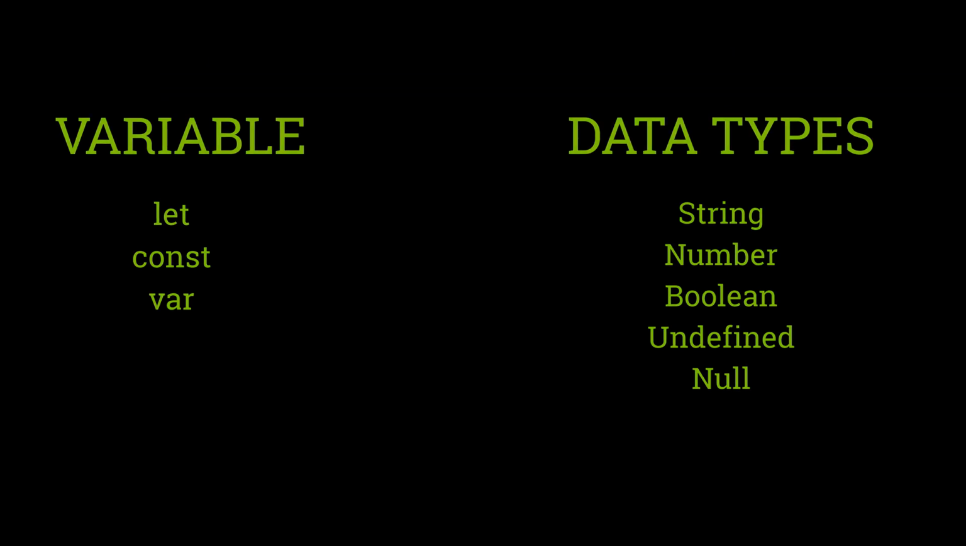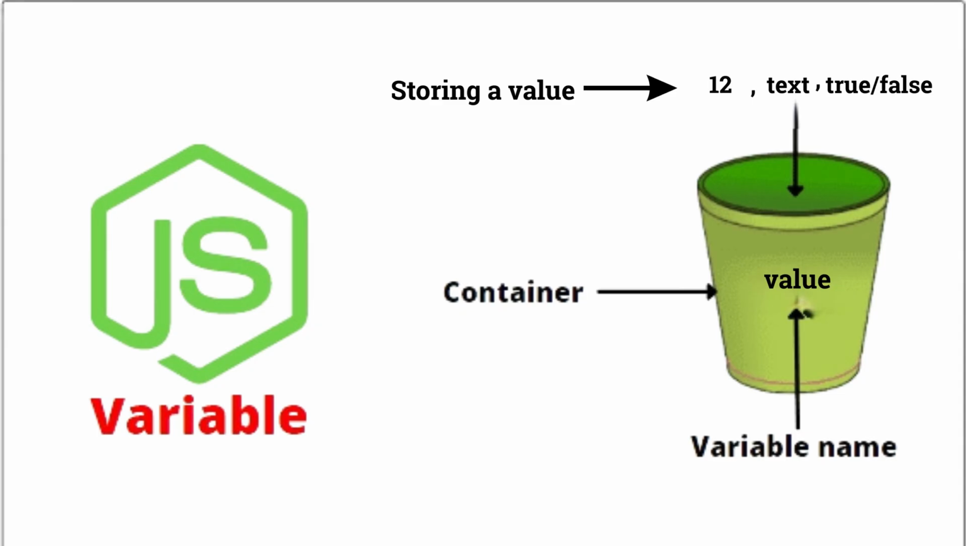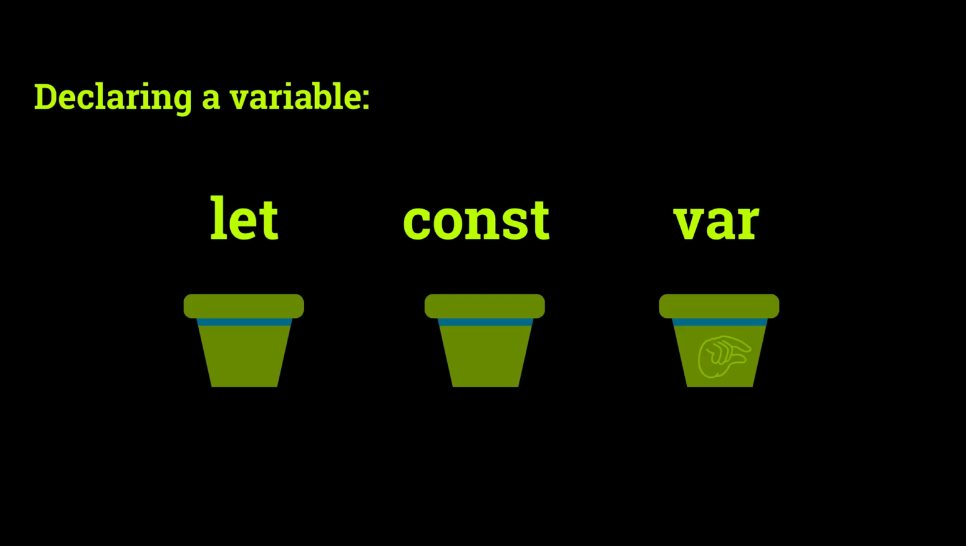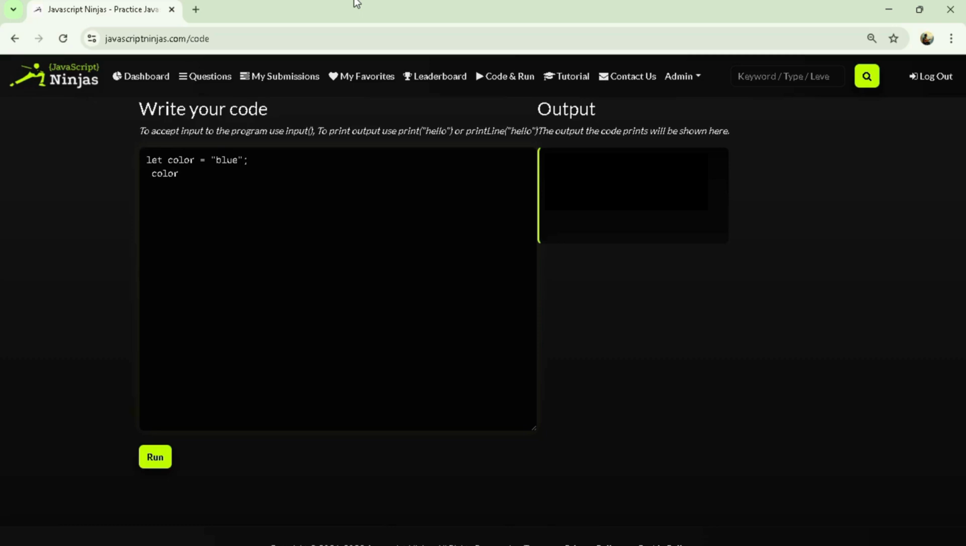So, let's get started. A variable in JavaScript is like a small storage space where you store something inside, such as a number, some text, or even a true/false value, and use it whenever you need it. In JavaScript, we usually create variables with let or const. Sometimes you will see var, but it is old school and less recommended. So, let's start with let.